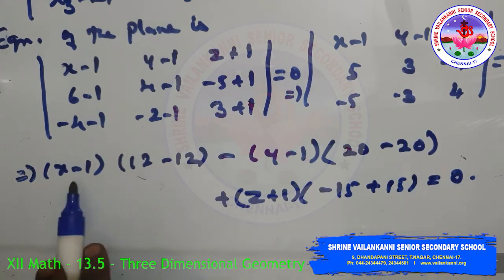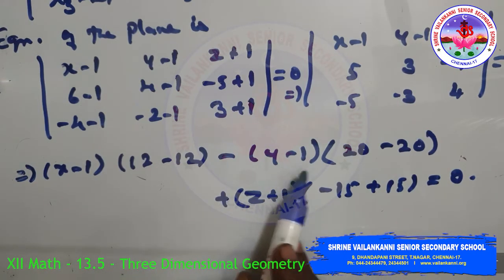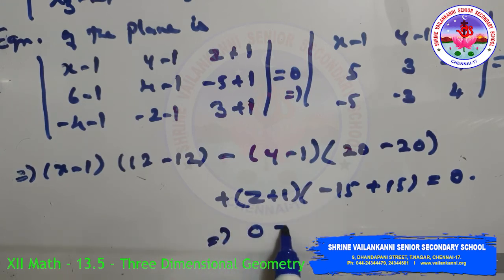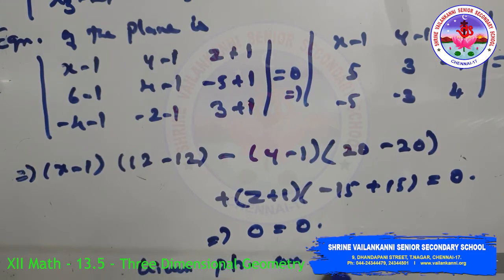So we get (x - 1) into 0, minus (y - 1) into 0, and (z + 1) into 0, which is 0 equal to 0. Hence we say that the given points are collinear. Hence there will be an infinite number of planes that pass through the given points.